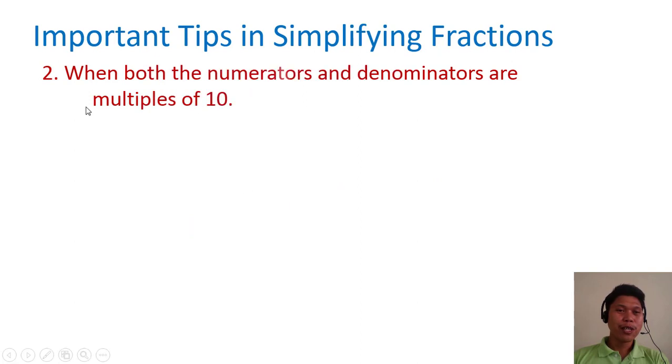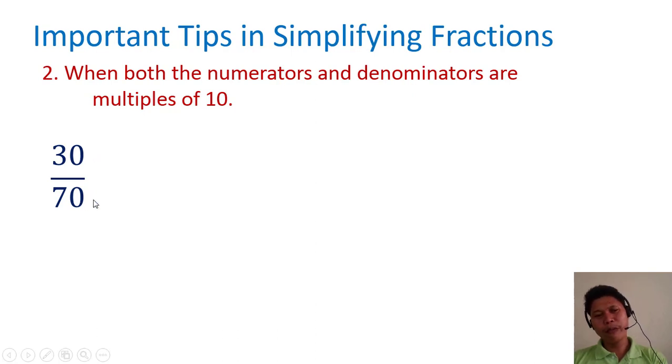Number 2, when both numerators and denominators are multiples of 10. Ito, common rin to. For example, 30 over 70. So, napakadali lang. Ang gawin natin lang, huwag tayong mag-divide ng divide by 2, divided by 5. Diretso na lang natin tanggalin yung dalawang zeros na yan. Yan. However, kung dalawang zeros dito, dapat isang zero lang ang tanggalin dito sa baba or i-cancel out. So, pag cancel out natin ng 0 at saka 0 dito, ang natira, we have 3 and 7. And this is already our final answer.